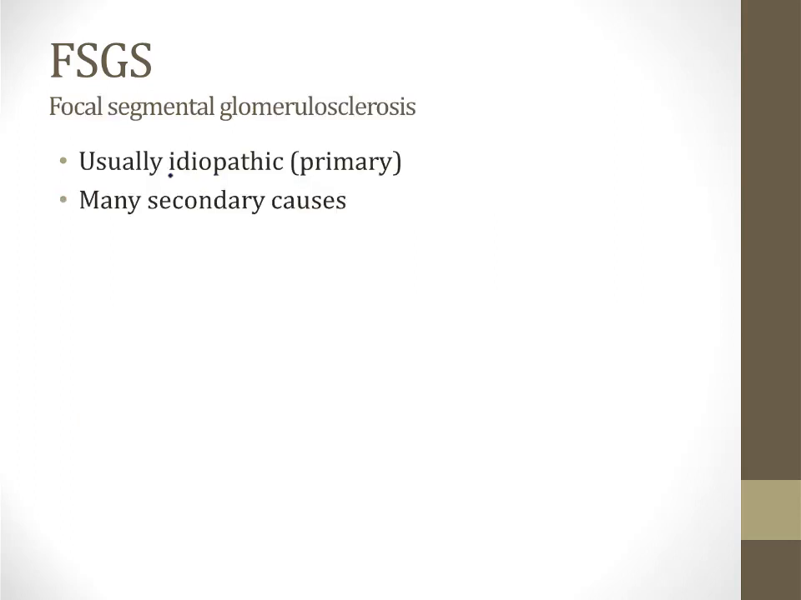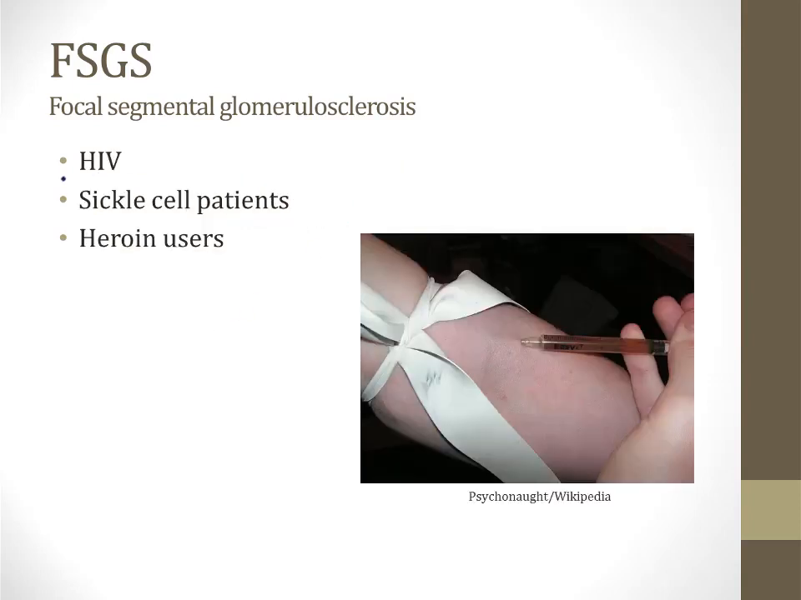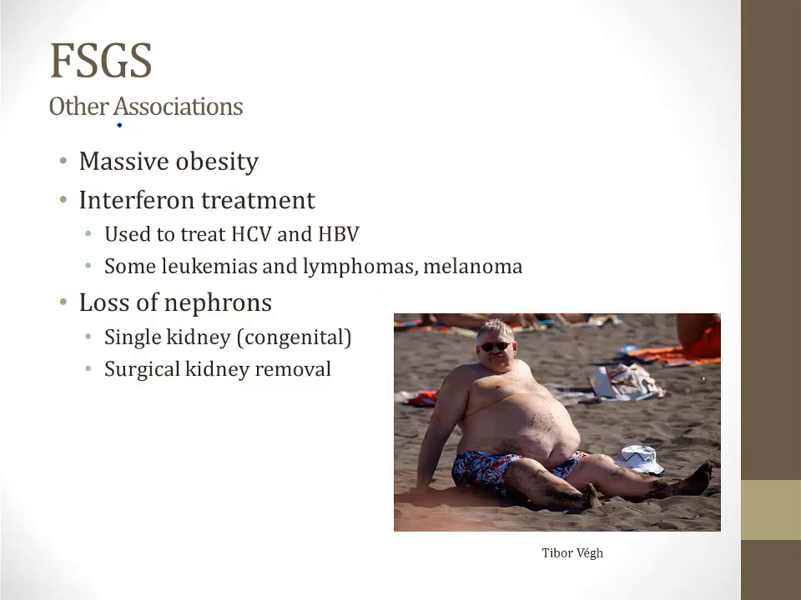Usually, FSGS is an idiopathic or primary disorder. However, there are many secondary causes that you need to know for step 1, so let's review those now. FSGS can occur in patients with HIV, sickle cell anemia. It can also be seen among patients who use heroin. FSGS is also associated with massive obesity. It can also be seen in patients receiving interferon treatment. Interferon is used to treat chronic hepatitis C and hepatitis B viral infections. Interferon is also used to treat some leukemias and lymphomas and sometimes to treat melanoma.